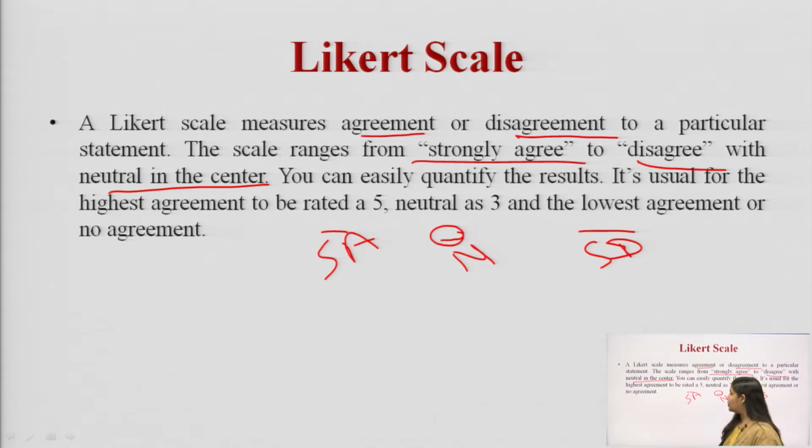And how will you rate it, and what value will you give to these responses? Because it is basically qualitative data and you have to convert it into quantitative data. So, you can give strongly agree a 5, strongly disagree a 1, and to the neutral option you may give a 3. So, this is how the Likert scale is.